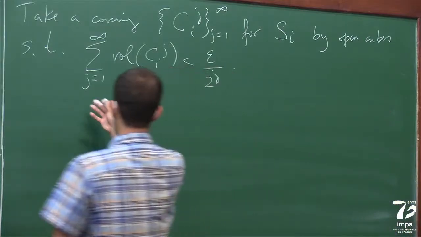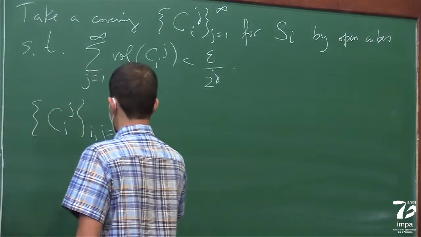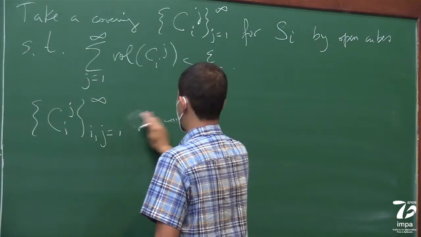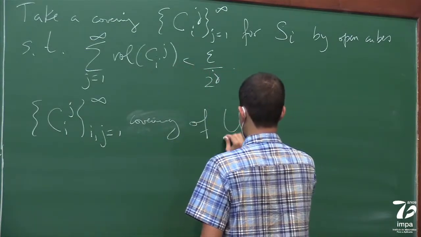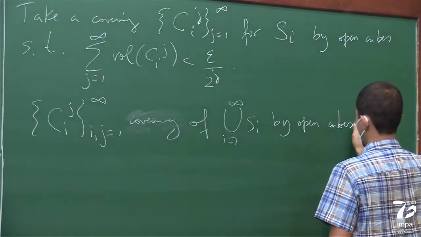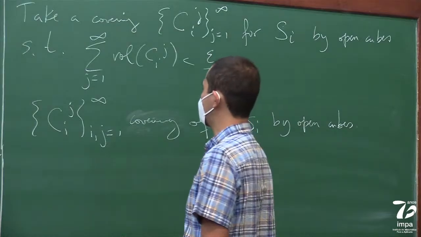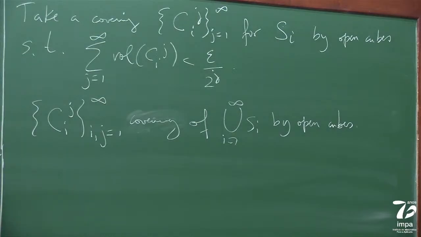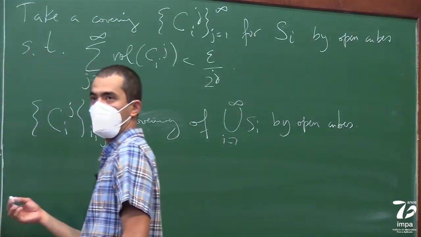So you do that for every i. So now clearly, if you take Cij, varying both i and j, this will be an open covering of the union of the Si by open cubes. Okay? And then now, what's the total volume? Of course, this is countable. So if you want, you can reorder that into just one index, but I'm not going to do that. I think everybody's familiar with that.